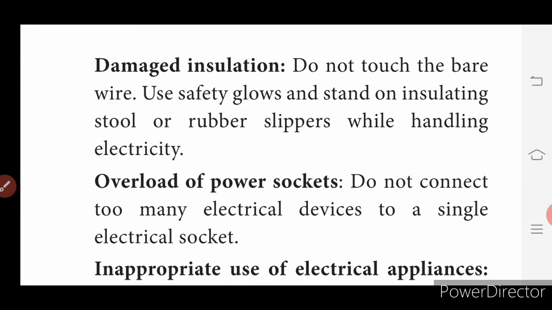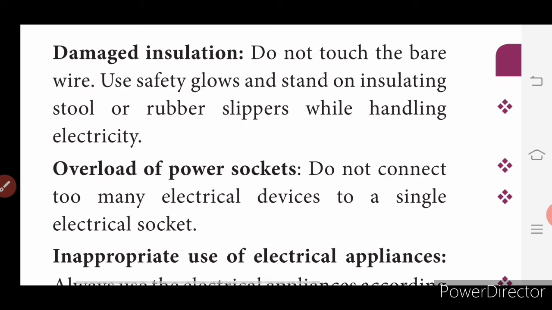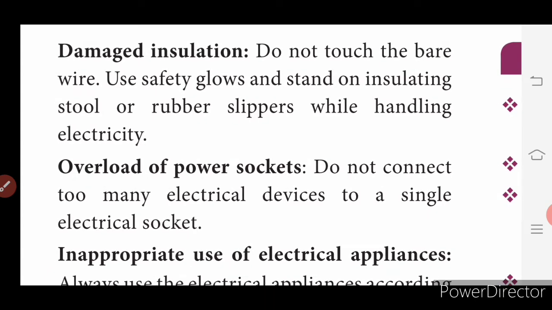So we are coming to the conclusion of the lesson. This is a very important question: advantages and the dangers of electricity and precautions to be taken, children. So we have 5 topics which you should be thorough with.